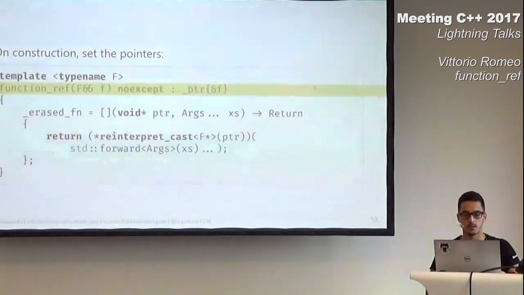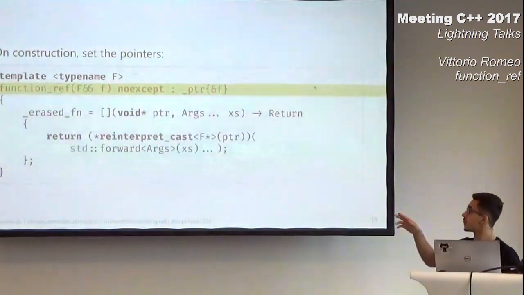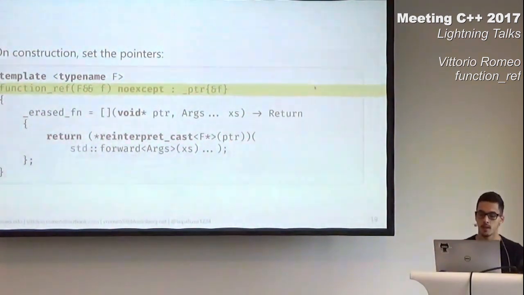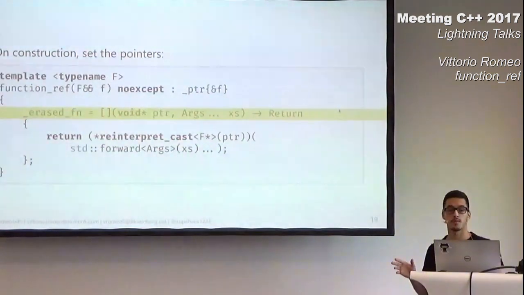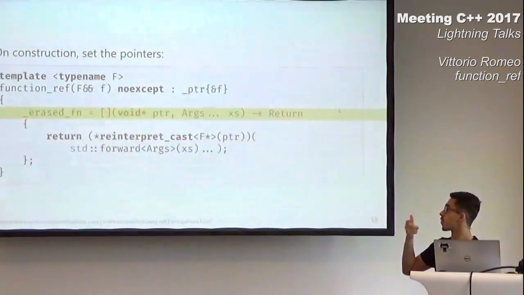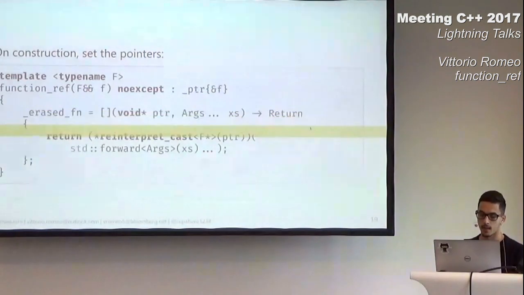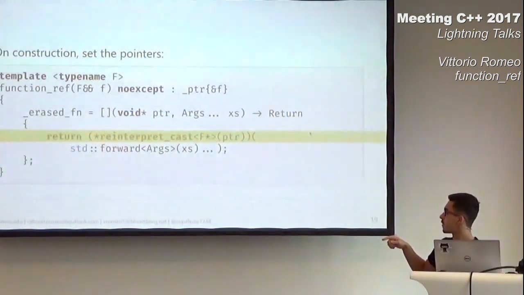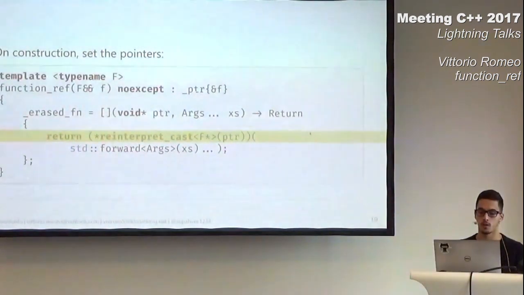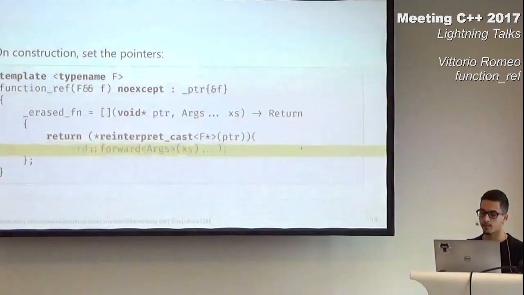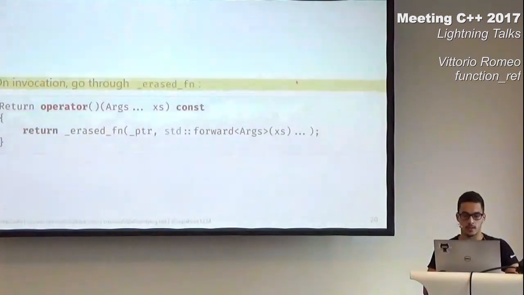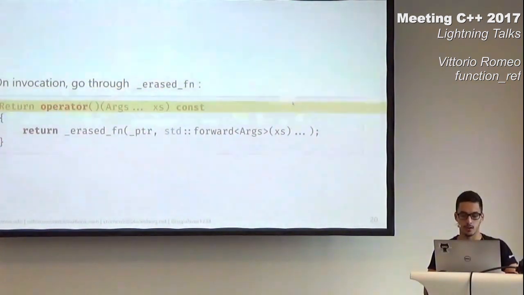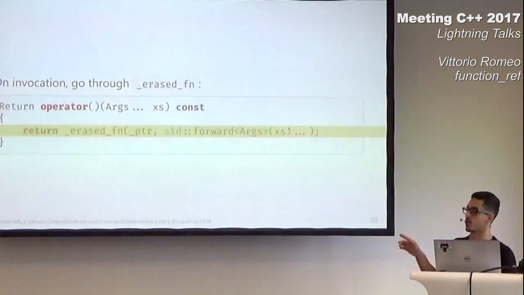So in the constructor, we take any callable by forwarding reference. We store its address in the void* pointer. Then we set erased_fn to a new lambda, which is stateless, so it can be implicitly converted to a function pointer that takes the pointer to the callable as the first argument and a bunch of arguments later, and returns our return type. And in order to invoke it, we reinterpret_cast the pointer that we're passing as the first argument to F, which we have available here in the constructor, and then forward all the arguments to the invocation of that pointer. And when we invoke our function_ref, all we do is go through erased_fn and pass the pointer.